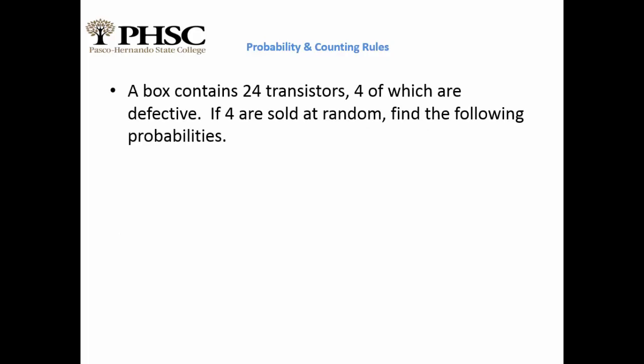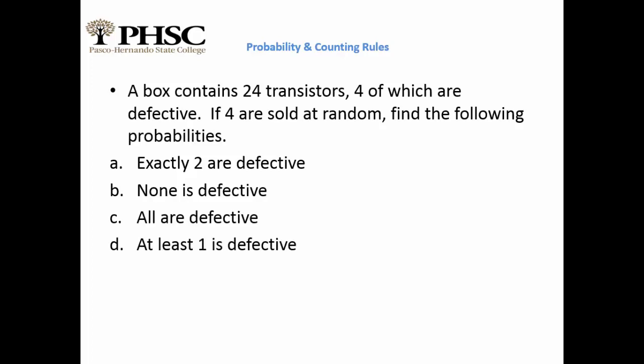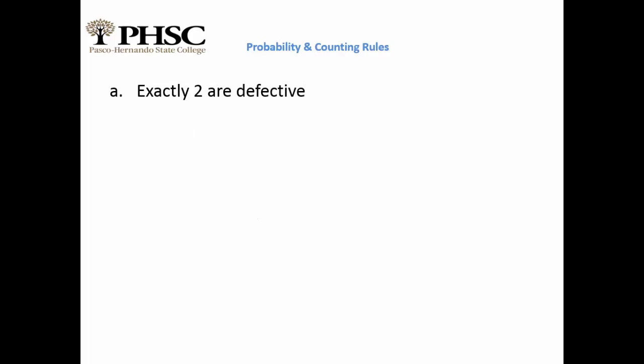The next example: a box contains 24 transistors, 4 of which are defective. If 4 are sold at random, find the following probabilities. We're going to find exactly 2 are defective, none is defective, all are defective, or at least 1 is defective. The first one is exactly 2 are defective.